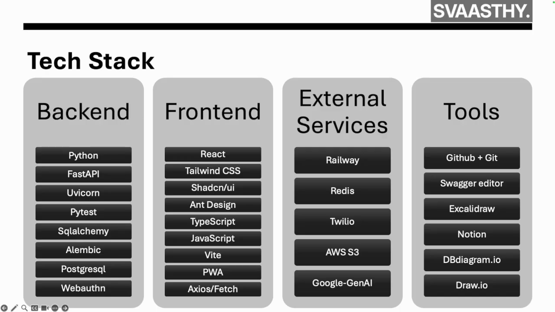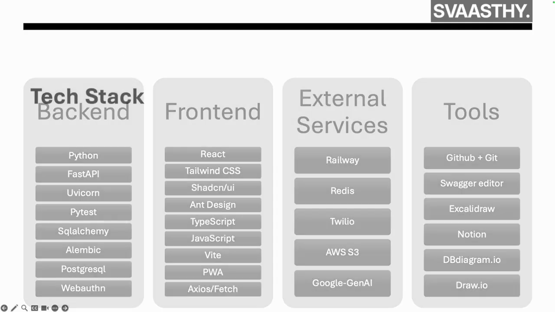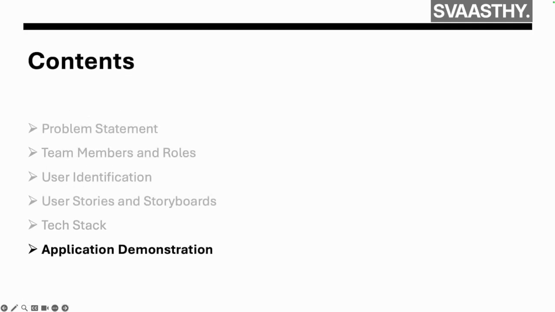In addition to this, we have used tools such as GitHub, Swagger and Notion for planning the project and also keeping track of the tasks. We have also used tools like Excalidraw, dbdiagram and draw.io to draw the class diagrams for the application. We will now move on to the application demonstration.